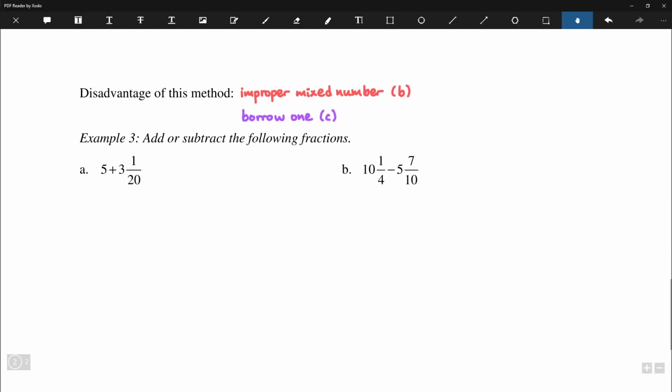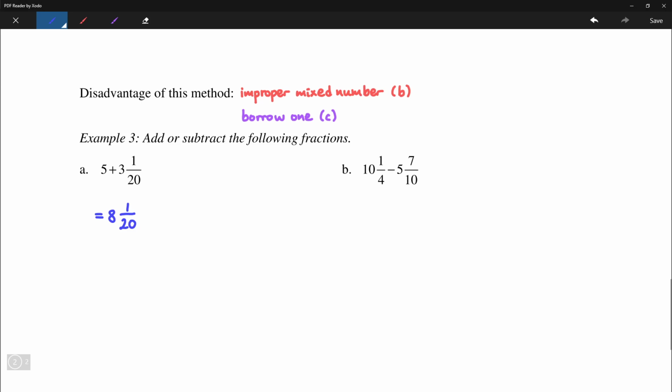Okay, so now let's look at a couple more examples here. Adding, subtracting. Oh, the first question doesn't have a fraction part with the 5. The 5 is just a whole number, so we just have 5 plus 3 and then 1 over 20. So 5 plus 3, of course, is 8. And then the fraction part is just going to be 1 over 20. So that one's very straightforward.